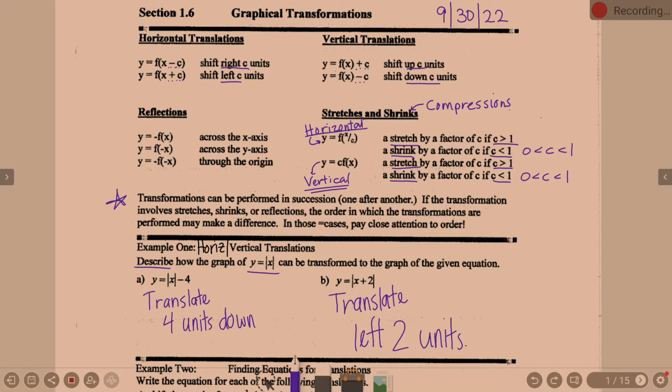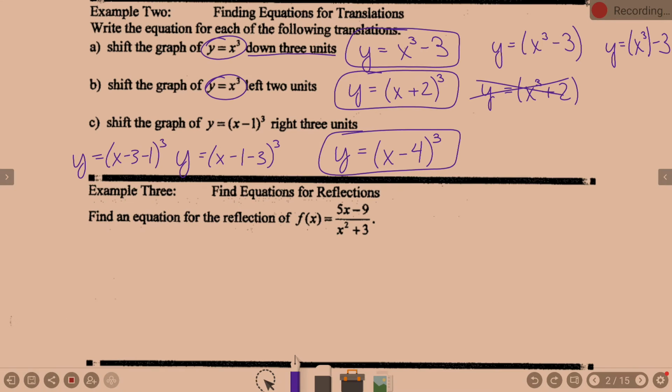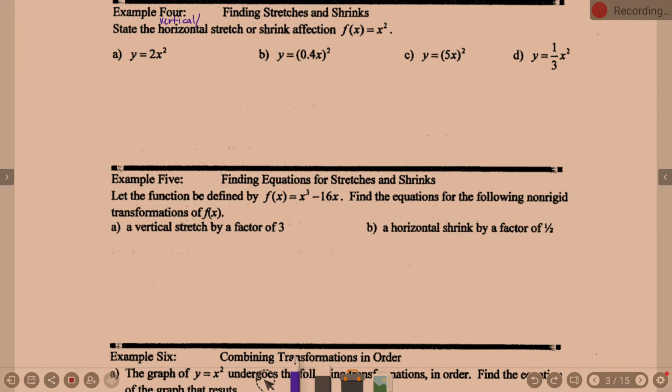Why vertical as opposed to horizontal? Because it's multiplying out front, yes? It's just a whole number multiplying out front. A whole number bigger than 1 makes it a vertical stretch. And that's all I'm going to answer on that one. Okay? Some of these we're going to answer both ways, and I'll explain why here in a moment. But this one is a vertical stretch by a factor of 2.